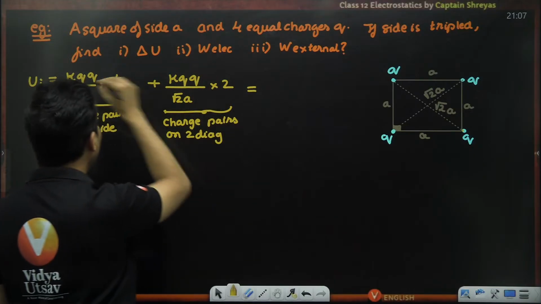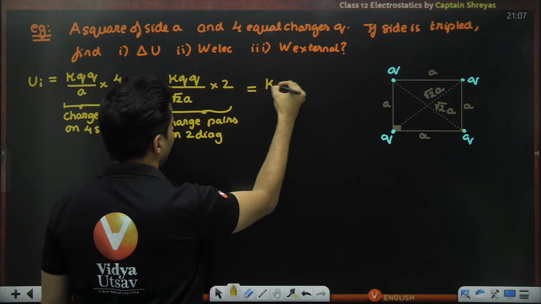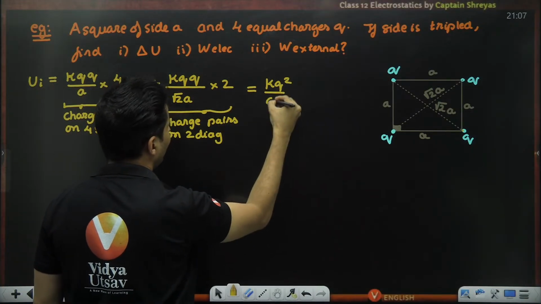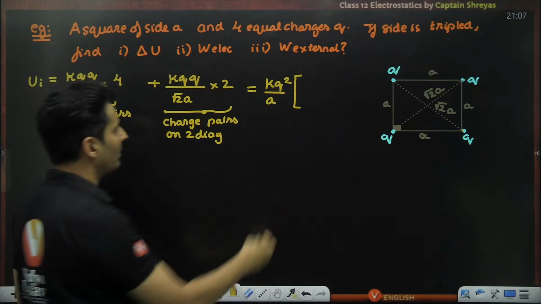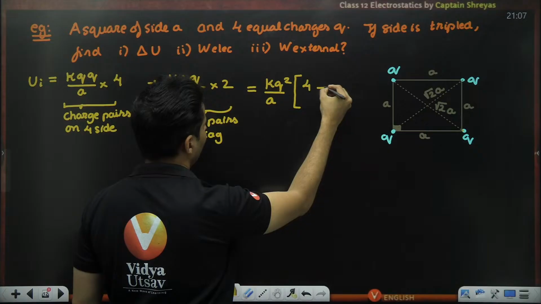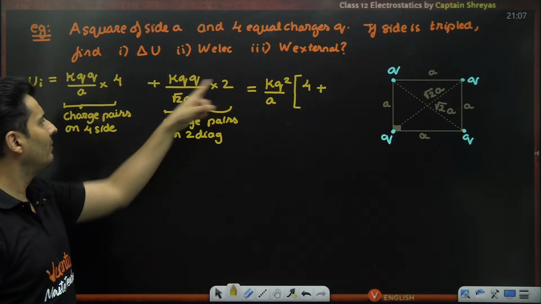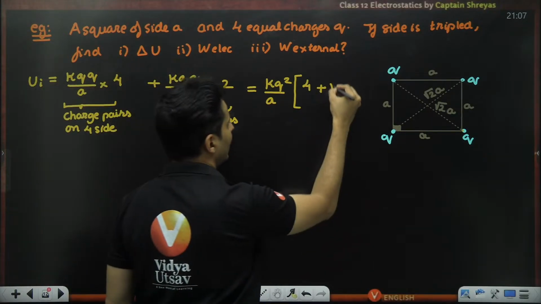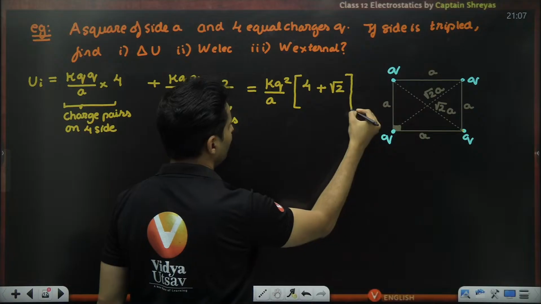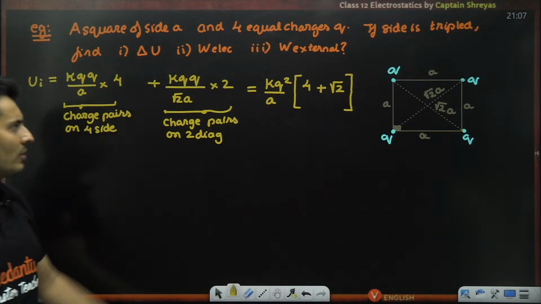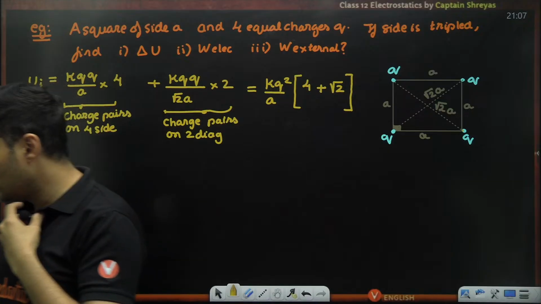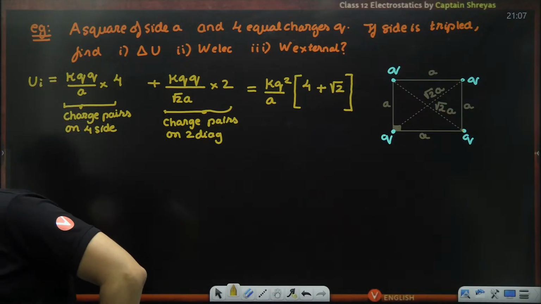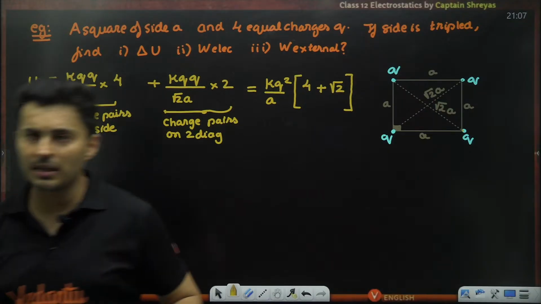As you can very easily see, KQ square by A is a common thing. And here you have the number 4, and here you have 2 by root 2, which is exactly root 2. So this is what will come: KQ square by A times (4 plus root 2). Everyone till this point absolutely clear? Everyone? Yes, sir. Perfecto, sir.